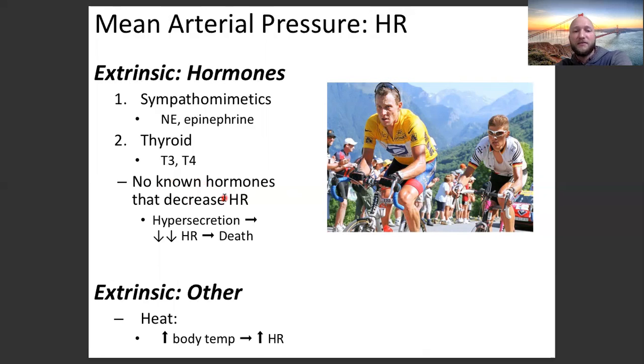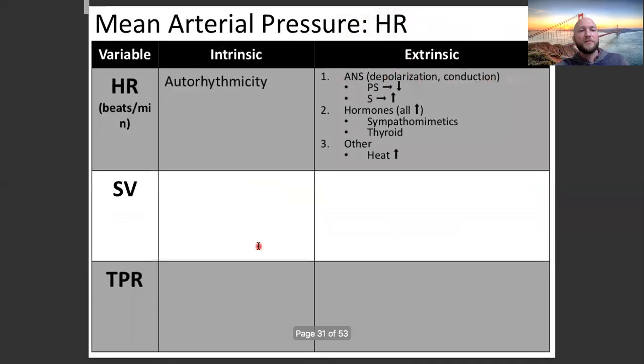Another extrinsic factor that can affect heart rate is heat. Body temperature can increase heart rate. When you sit in a hot sauna, it can increase your heart rate. That's considered extrinsic control. So we have the first line of this summary chart written out.